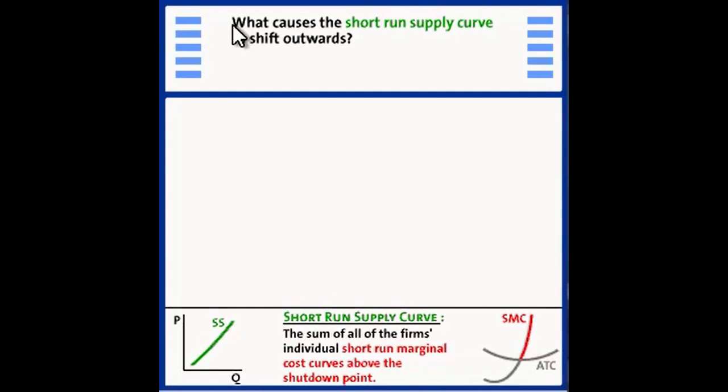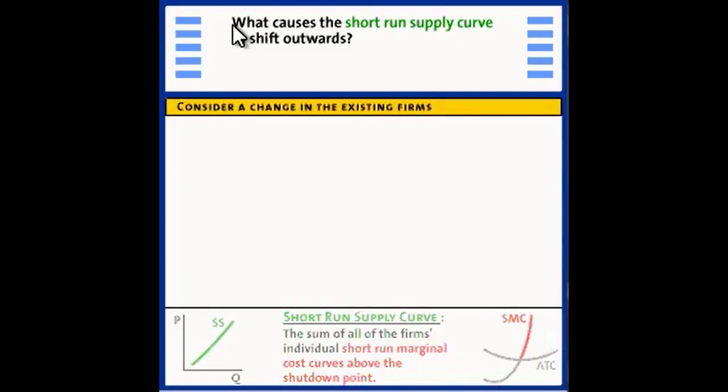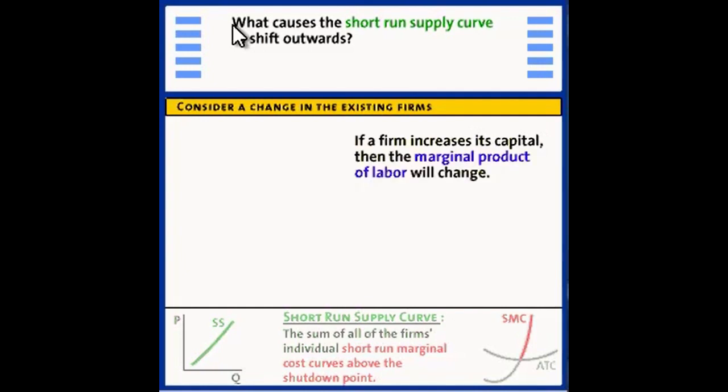Suppose the existing firms suddenly have a shift from a few trucks in the short run to a lot of trucks in the long run. If the existing firms acquire more capital, then the marginal product of labor is going to change. If you have 5 workers working with a single truck, the marginal product of labor is going to be very low. But if you have 5 workers working with 3 trucks, then the marginal product of labor is going to be high. Remember, the marginal cost of production is the reciprocal of the marginal product of labor.